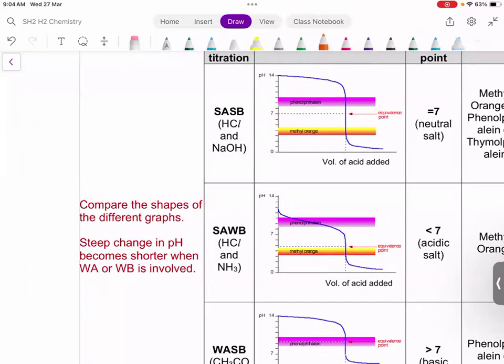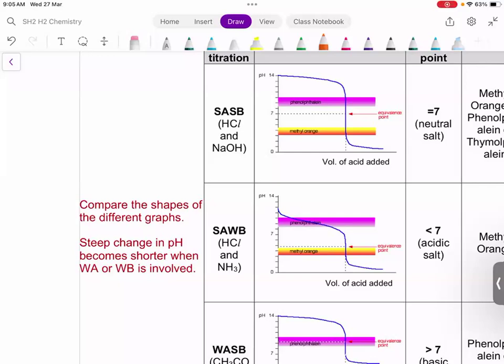Why doesn't it matter? Because of the acid-base reaction, based on Le Chatelier's principle, it will keep on shifting forward. So even if you replace a strong acid with a weak acid or strong base with a weak base, it will not affect the titration result according to Le Chatelier's principle.